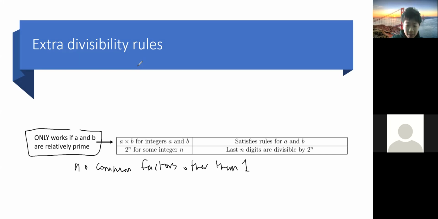Okay, for example, 8 and 6 are not relatively prime because they have 2 as a common factor. So basically the GCF of A and B is 1, literally, okay? So 3 and 5 work, okay? So basically, this is why the rule for 6 works.